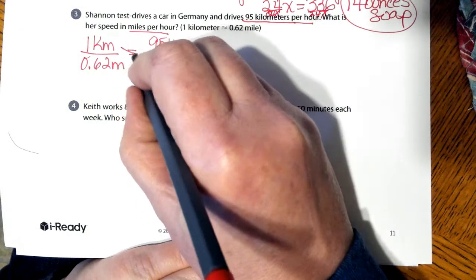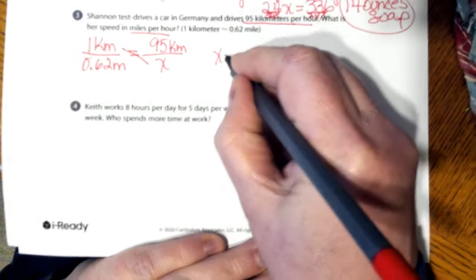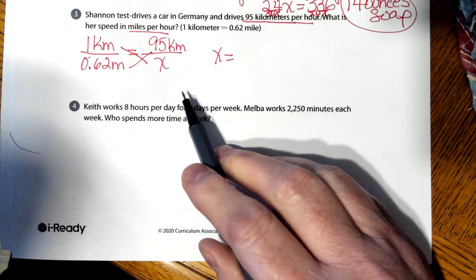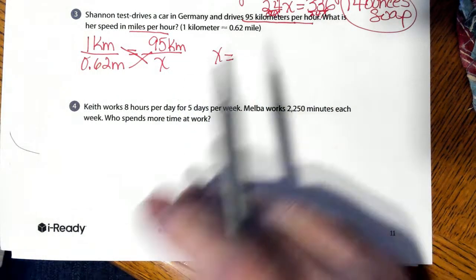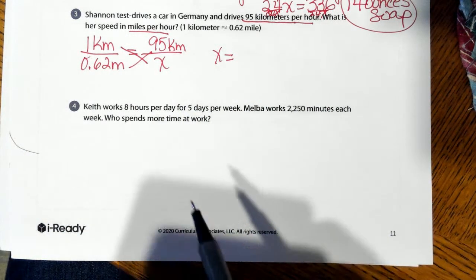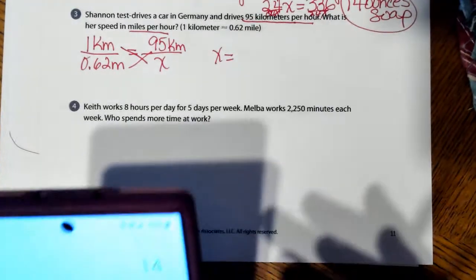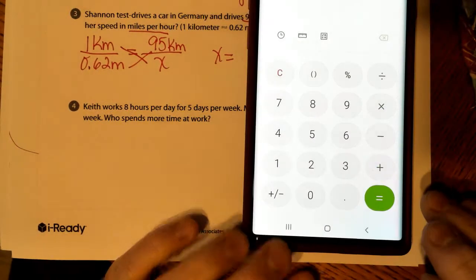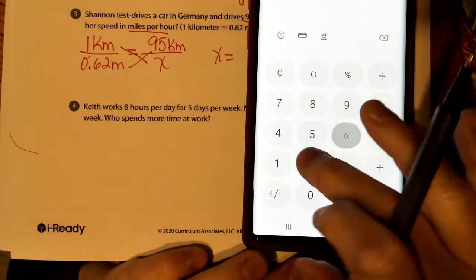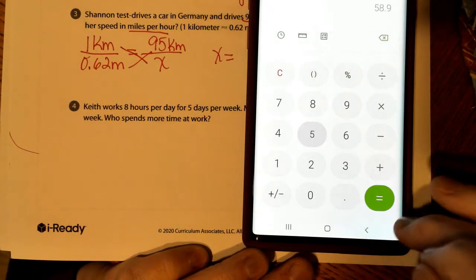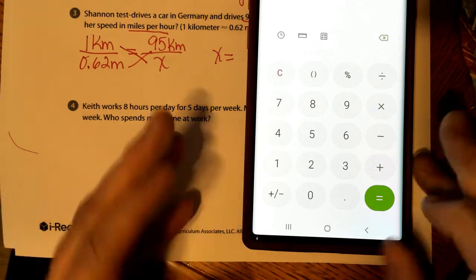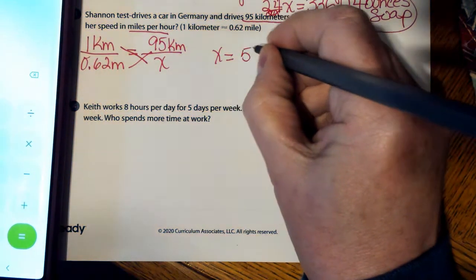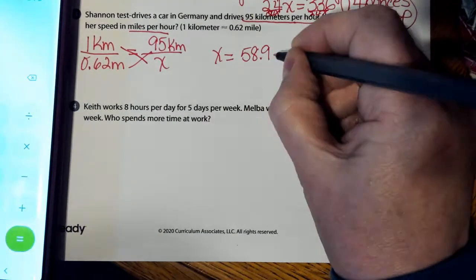So we're going to cross multiply. So we have x equals, and then we're going to take 0.62 times 95. 0.62 times 95 is 58.9. So 58.9, and that's miles.